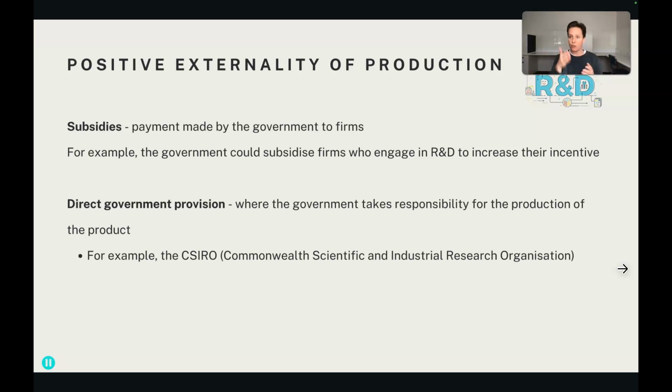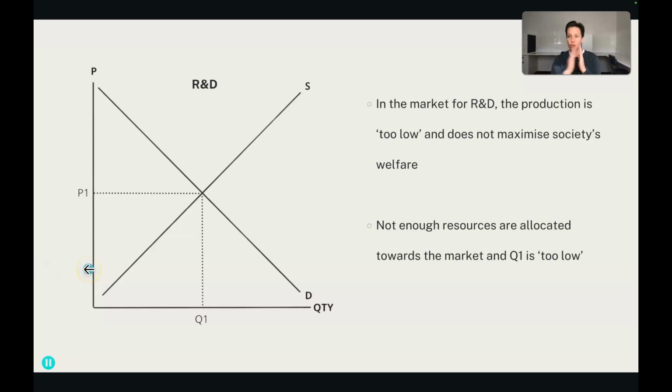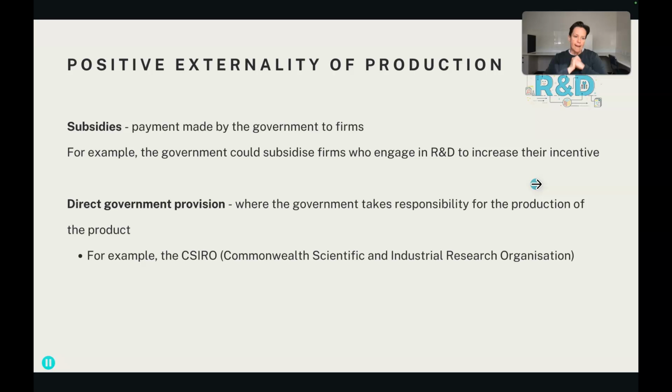So once again, guys, two solutions that both allow for Q1 to shift from Q1 to Q2 such that the under-allocation of resources is addressed. And that is externalities. I hope that's making sense, guys.